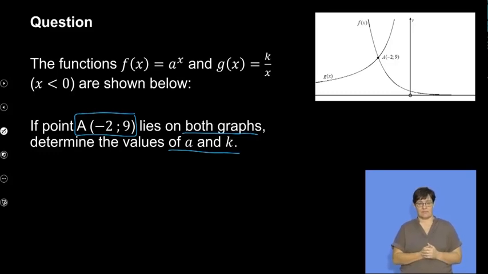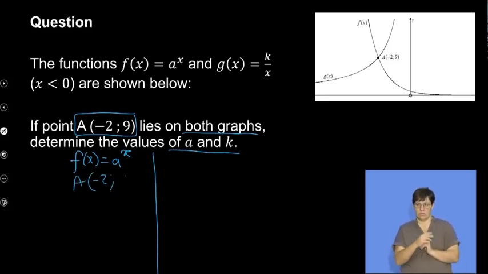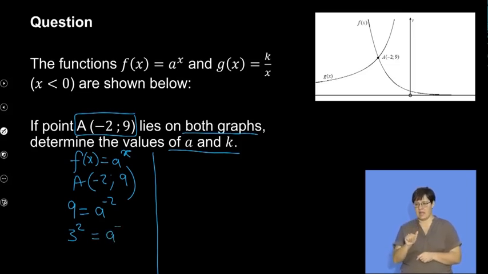So we start with the graph of f. Firstly, it said f of x is equal to a to the x. We know that point A lies on this curve. So it's A, which is minus 2 and 9. So my x value will be minus 2, and my y value will be 9. So this is 9 equals a to the exponent of minus 2. And if I want to simplify this, it will be the same as 3 squared is equal to a to the exponent of minus 2.